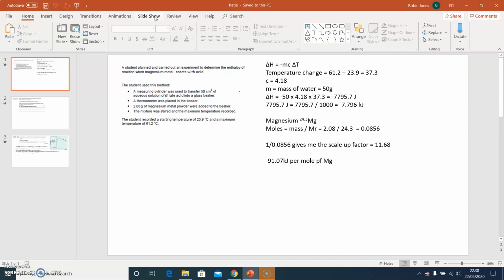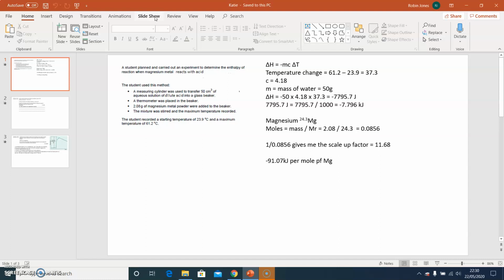A measuring cylinder was used to transfer 50 centimetre cubed of aqueous solution of dilute acid into a glass beaker. A thermometer was placed in the beaker, 2.08 grams of magnesium metal powder added to the beaker, the mixture was stirred and the maximum temperature recorded. The student recorded a starting temperature of 23.9 and a maximum temperature of 61.2.